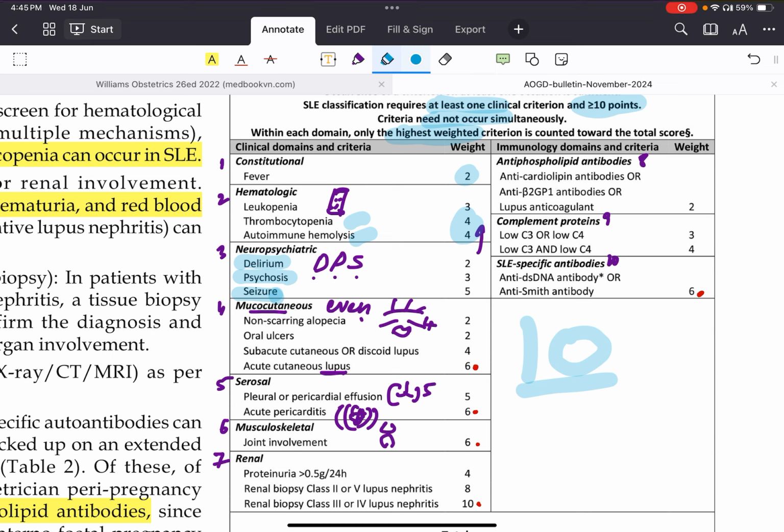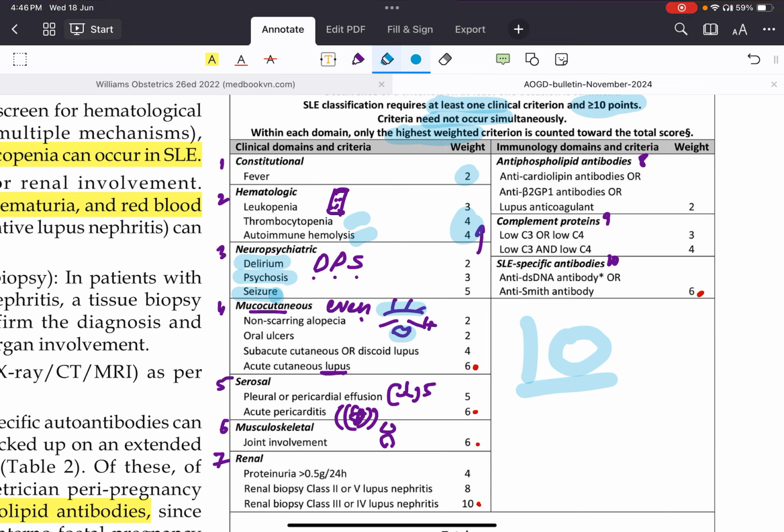Now coming to skin. Skin in the criteria has even-numbered points. Alopecia is 2. Oral ulcers are 2. Then you have discoid rash and so on, which is 4. Then acute cutaneous lupus.